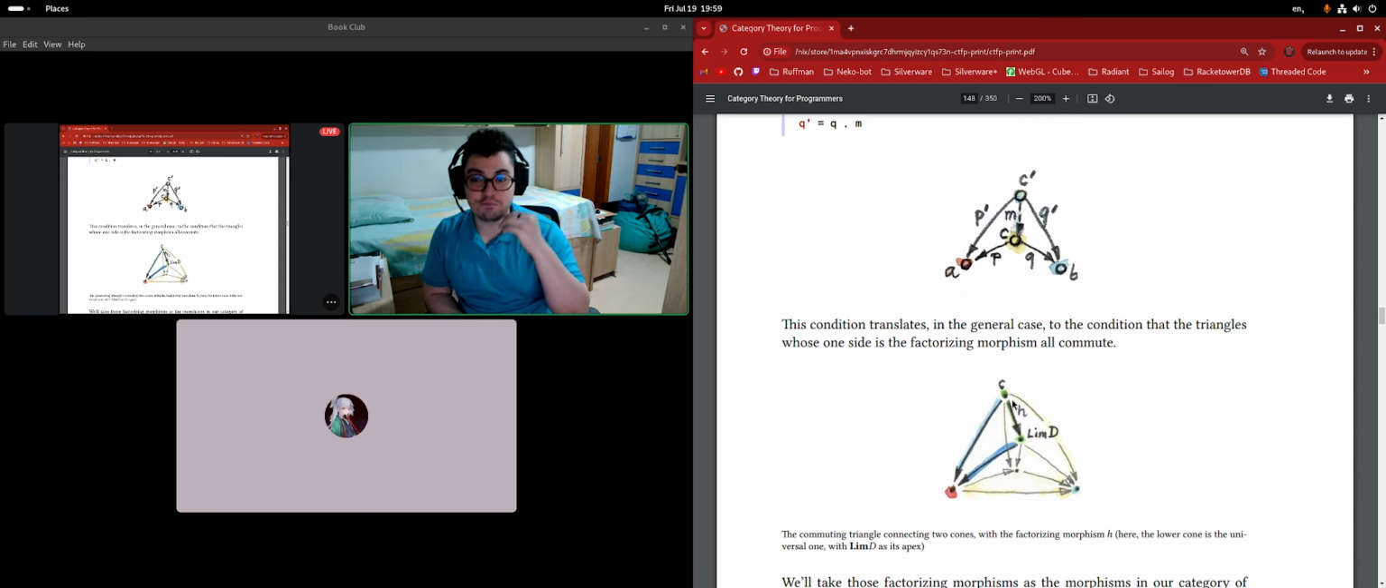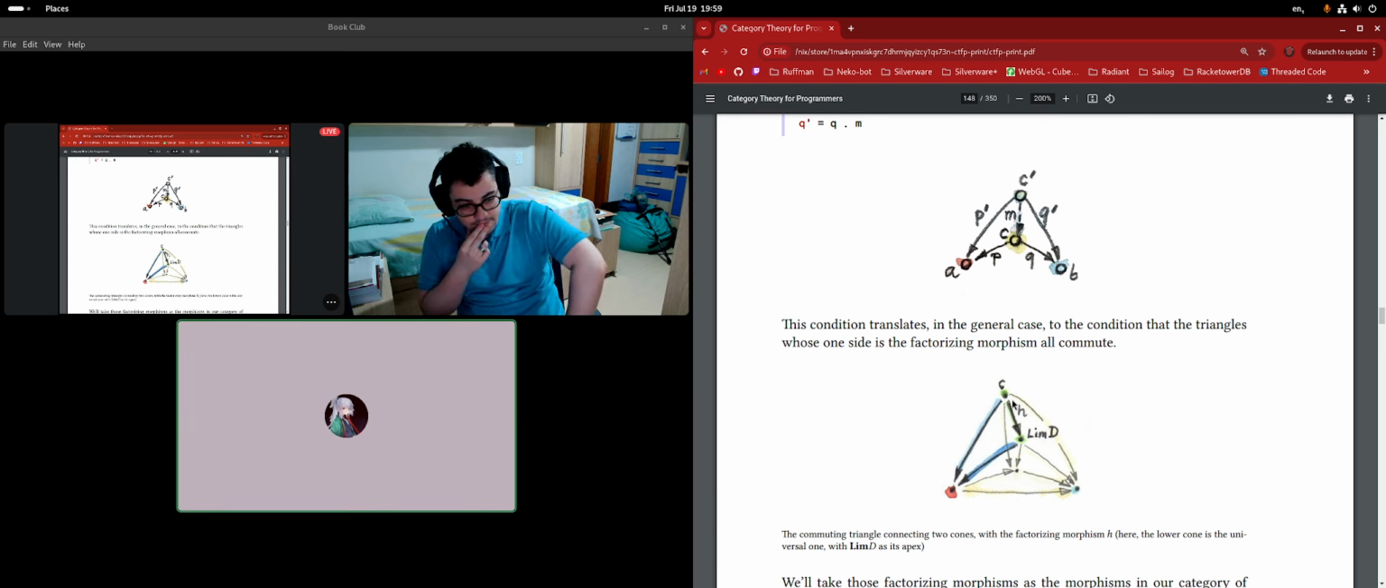Now let's see its meaning. Well, once you get the picture in your head, the meaning is actually not that difficult, because this is basically saying you have two cones, right? And there's a morphism between them, h going downwards, and they share a base.